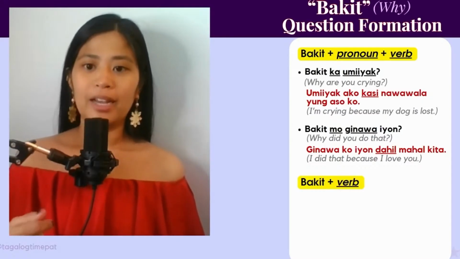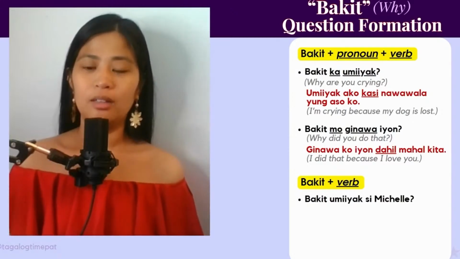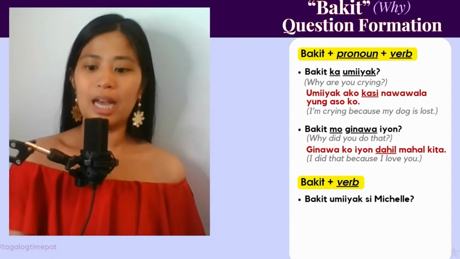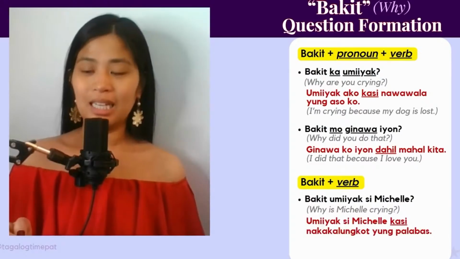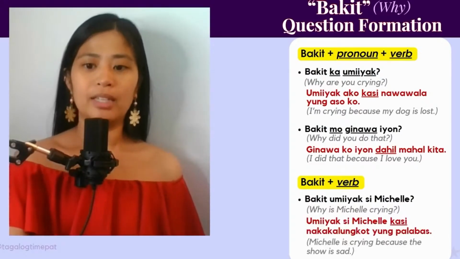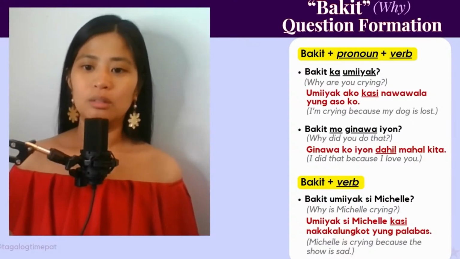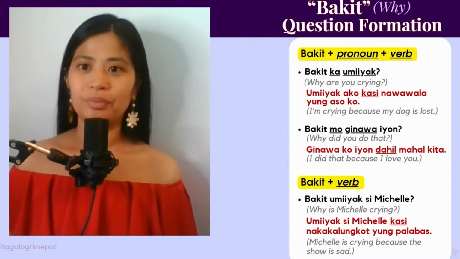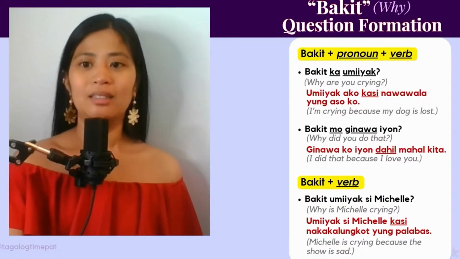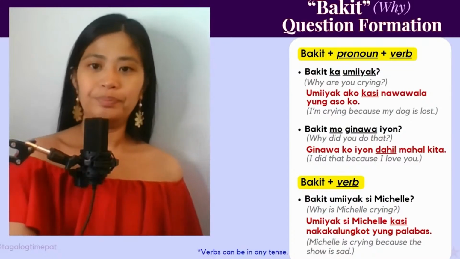And then another way to use bakit plus a verb. Bakit umiiyak si Michelle? Why is Michelle crying? Umiiyak si Michelle kasi nakakalungkot yung palabas. Michelle is crying because the show is sad. Nakakalungkot means it's like feeling sad, makes someone feel sad. Yung palabas, the show. So those are the different ways bakit can be used. And again, verbs can be in any tense like we saw in ano.